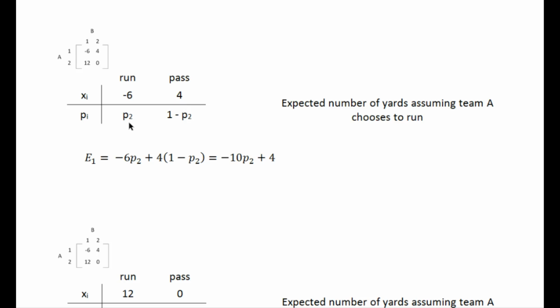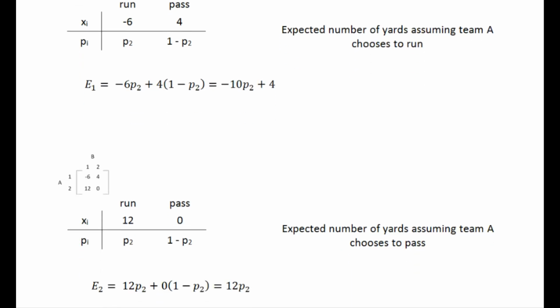Since this is a different probability, for Team B, we're going to call the probability with which Team B should choose a run defense P2, and the probability with which Team B should choose a pass defense 1 minus P2. We'll do the exact same thing we did earlier for our expected value: -6 times P2, and then 4 times 1 minus P2. Again, simplify with a little bit of algebra. That gives us -10 P2 plus 4.